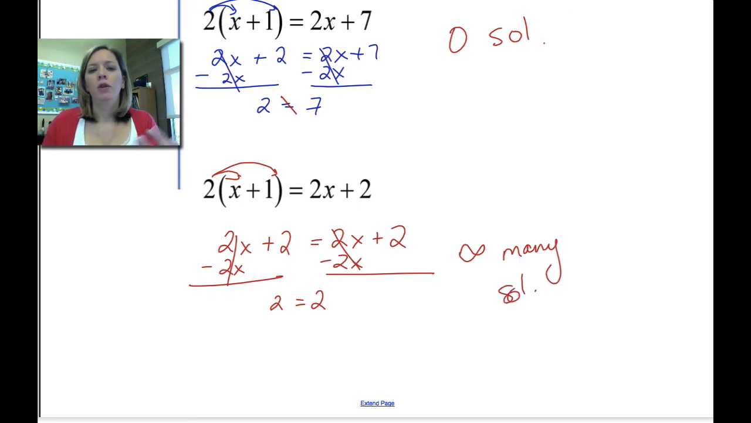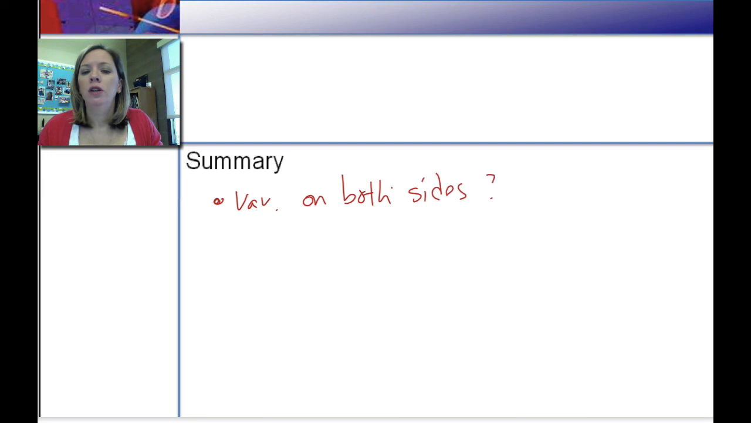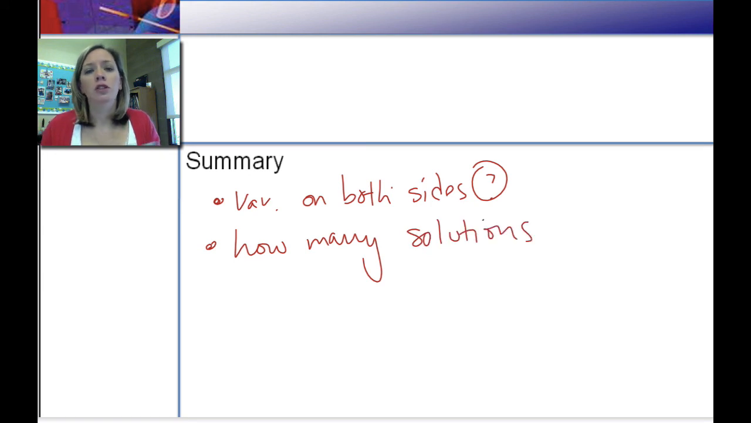Okay, so we have 2 things that we're focusing on with this lesson. You should include both of them in your summary. The first thing is what to do when you have variables on both sides. So write a short summary of what to do when that happens. And the second thing is how to determine how many solutions an equation has. So include both of those topics in your summary and go back and write your left-hand column questions.